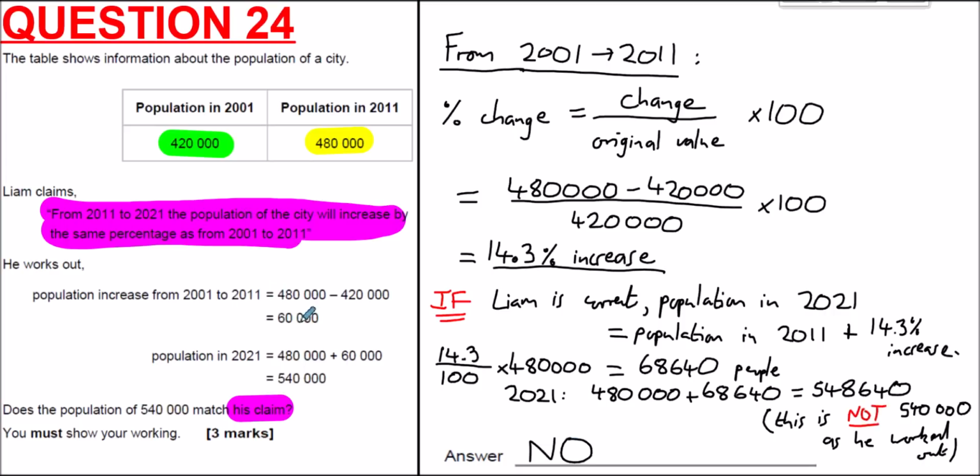He's thinking that the amount will increase by the same each time. 60,000 increase from 2001 to 2011, and the same increase again. But just because it's the same percentage increase is not to say that the actual amount of the increase will be the same as well. So, unfortunately, Liam's claim doesn't add up.